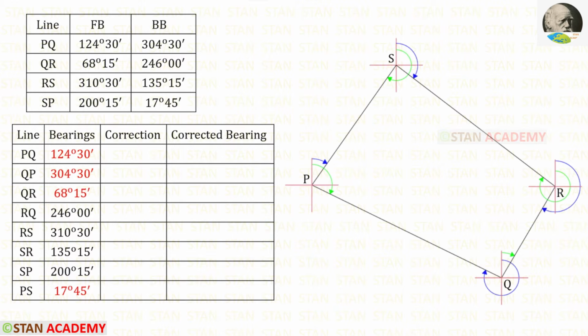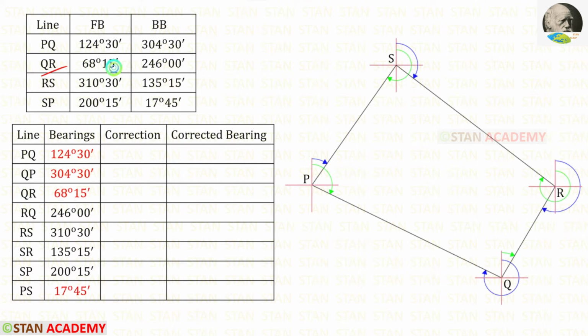Now let us make a table. In the table, first let us enter lines, then bearings, then corrections, and then corrected bearings. For the line PQ, the fore bearing is 124 degree 30 minutes. Let us enter that. Then let us enter the back bearing. Back bearing is just reverse of fore bearing. Reverse of PQ is QP. So QP is 304 degree 30 minutes.